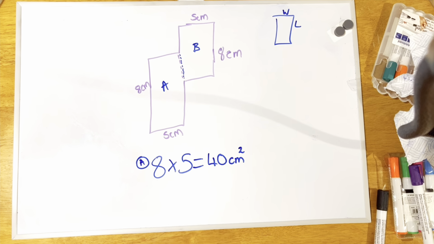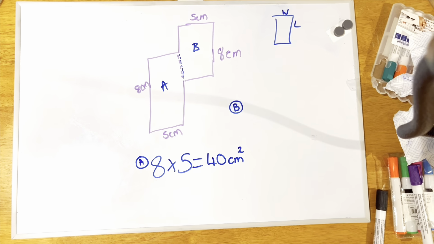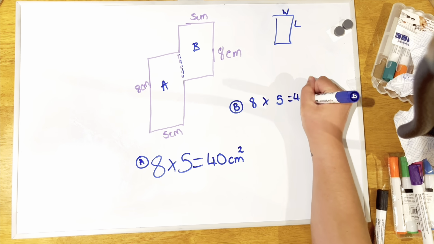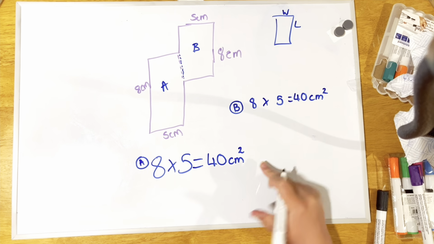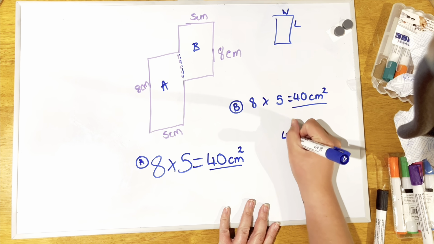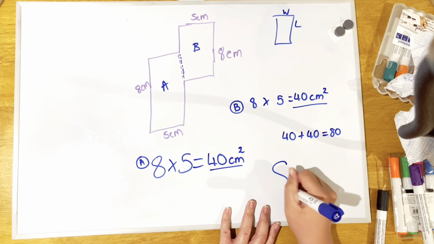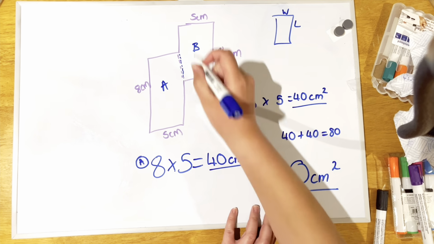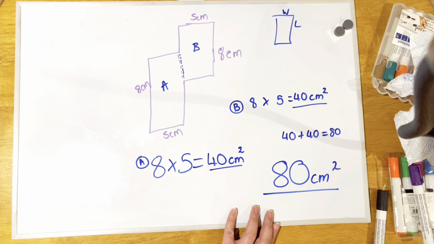So that's shape A. And shape B, I'm going to do the same. Oh, well that's handy. We've got the same measurements. So 8 times 5 is 40. What do I need to include? Centimetres, squared. Then I just take my answers from both my shapes and add them together. So 40 plus 40 is 80. What do I need to include? 80 centimetres squared. So the area of my entire shape is 80 centimetres squared.